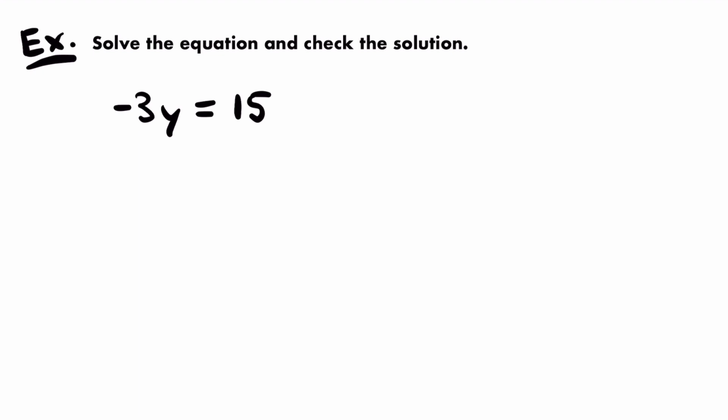What we want to do is identify the constant being multiplied by the variable, in this case, -3, and divide both sides by that number. All right, so in this case, we want to divide both sides of the equation by -3, and that will allow us to solve for y.